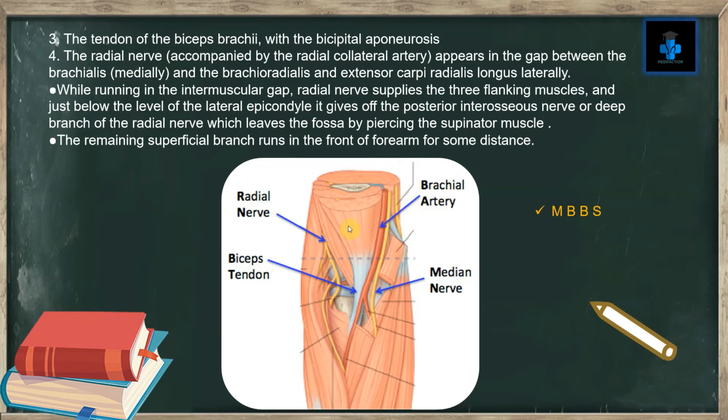So, in order to learn this order from medial to lateral, we can remember the mnemonic MBBS, which is the median nerve on the medialmost side. Just adjacent to it, we can appreciate the brachial artery. Just near to it is the bicipital tendon or bicipital aponeurosis, and the lateral part is radial nerve or superficial branch of radial nerve.